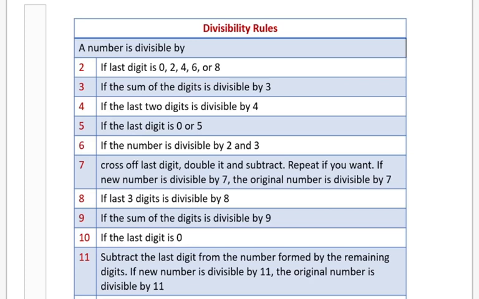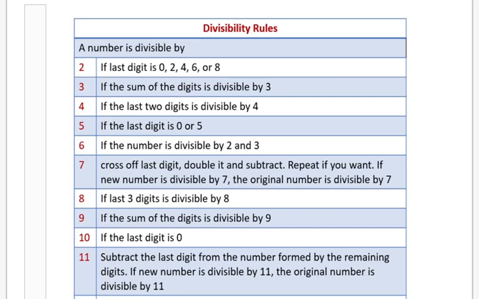Now next one, for the 4. If the last two digits are divisible by 4, then the number is divisible by 4. For an example, 564 is one of the examples divisible by 4. But why 4? Now see 564, because the last two digits are divisible by 4. Okay, that is why 564 is completely divisible by 4.